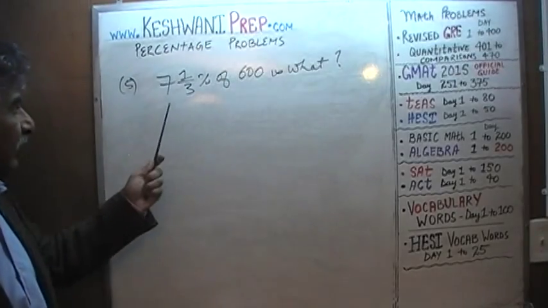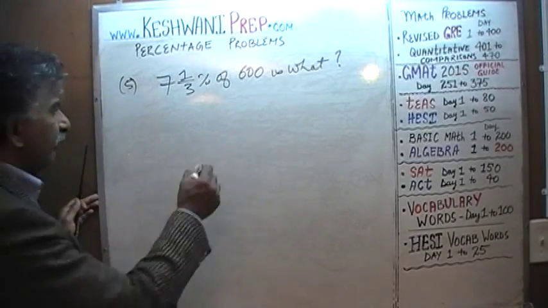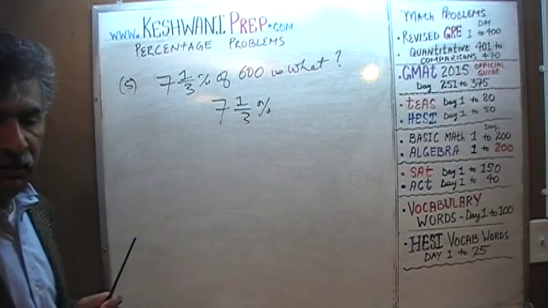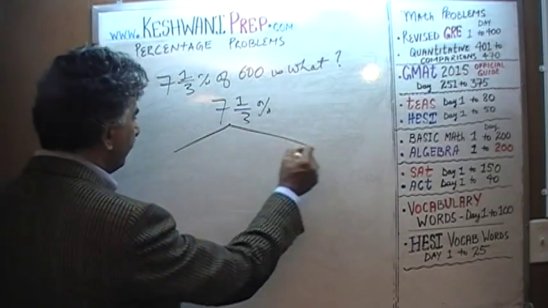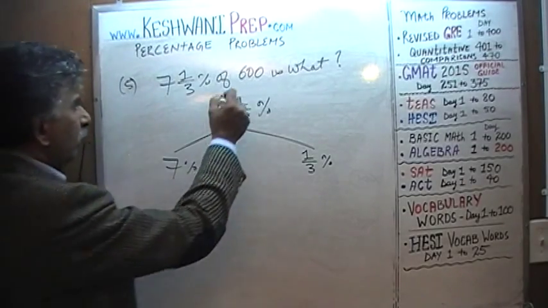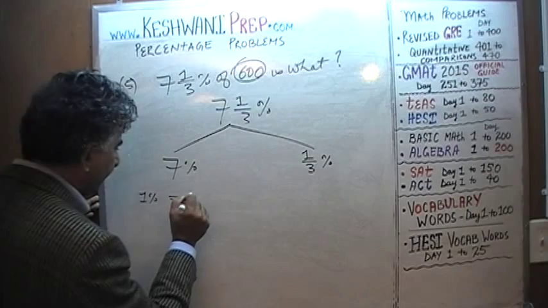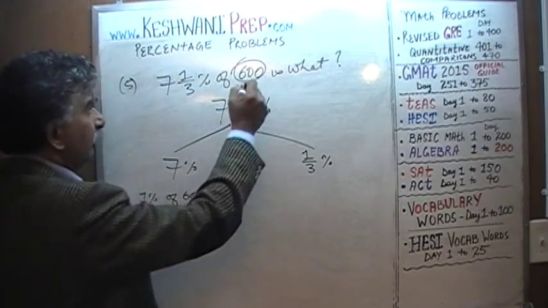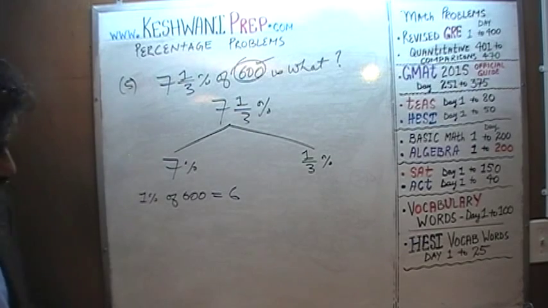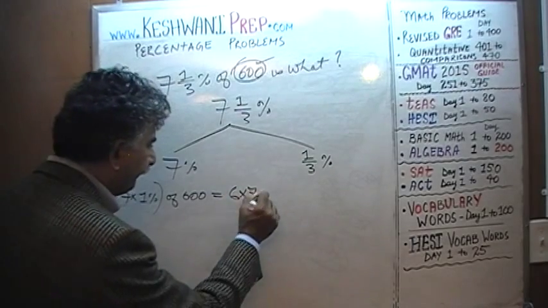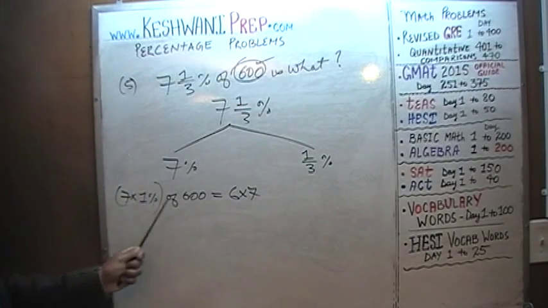The trick here is don't try to figure out 7 1/3% in one shot. Take your 7 1/3%, whatever they give you, whether they tell you 6.5% or 4 3/4% or 5 1/5%, take that and break it up into two parts: 7% and 1/3%. We know we're dealing with 600, we know 1% of 600 is 6. 1% of 600 is 6, everybody knows that. We're not interested in 1%, we want 7%, but that's very easy. Take the amount and multiply it by 7. If we multiply this side by 7, we have to do the same thing here. So if 1% is 6, 7% must be 6 times 7, which is 42.